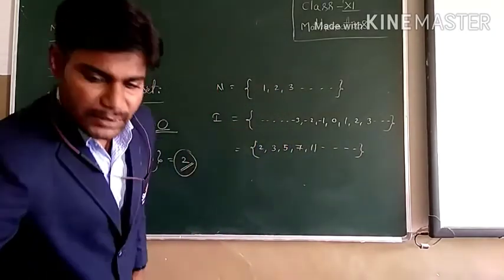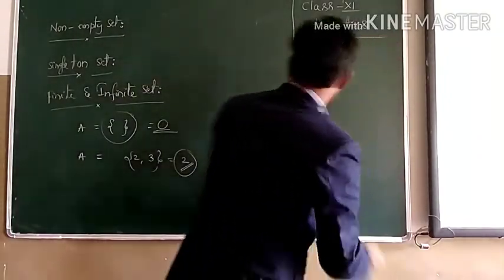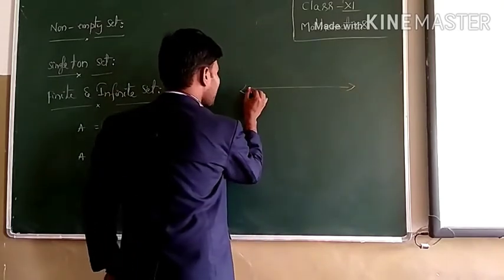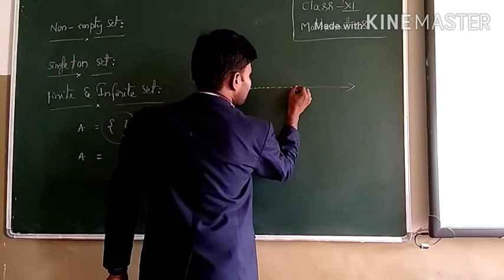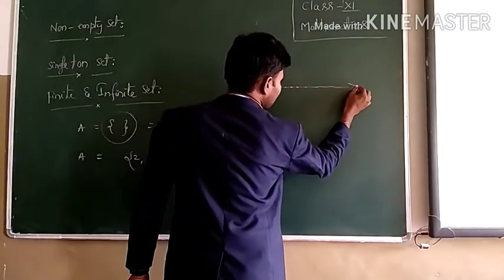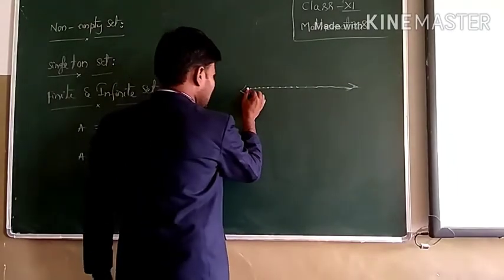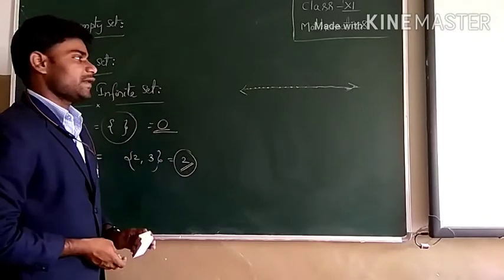Some other examples also we have. Suppose I consider a line. This line is formed by joining a set of infinite points. We can extend this line in both directions. So the number of points on the line also comes under an infinite set.